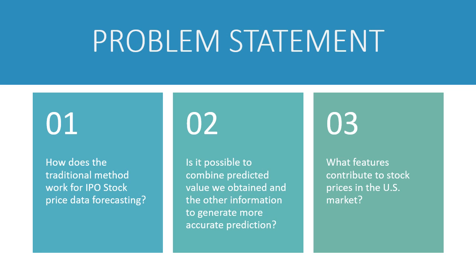Our problem statement focuses on three key issues. How does the traditional method work for IPO stock price data forecasting? Is it possible to combine the predicted value we obtain and the other information to generate more accurate prediction? What features contribute to stock prices in the US market?